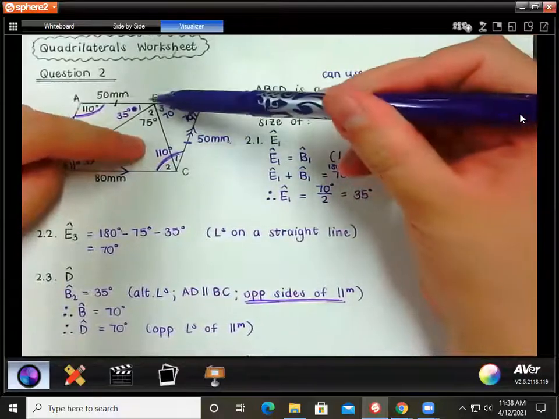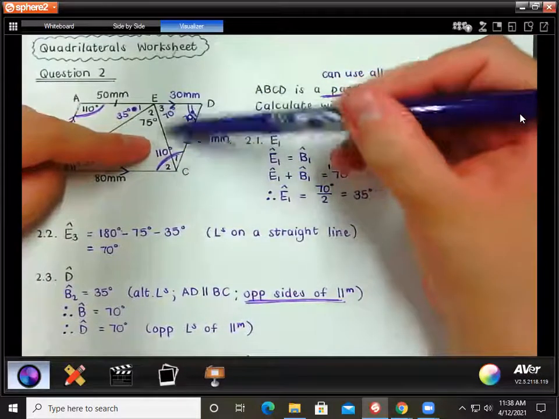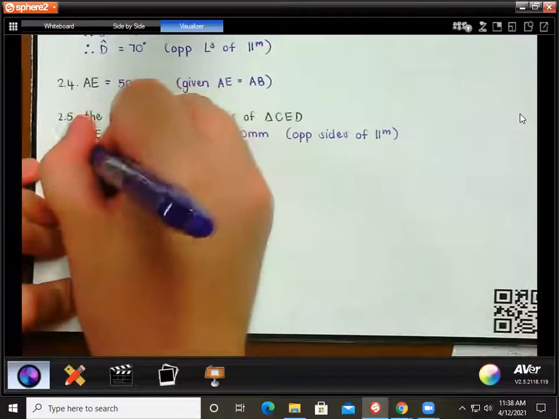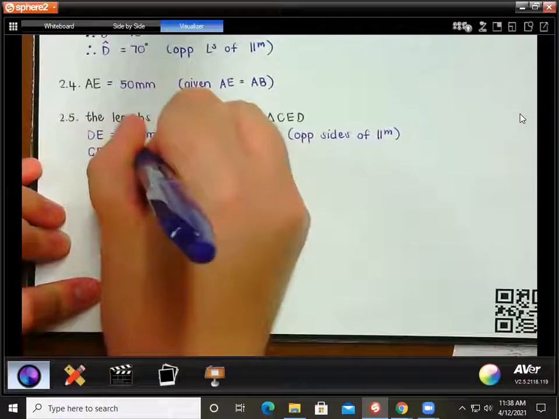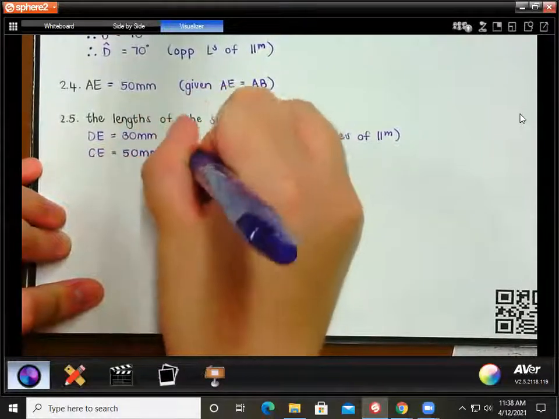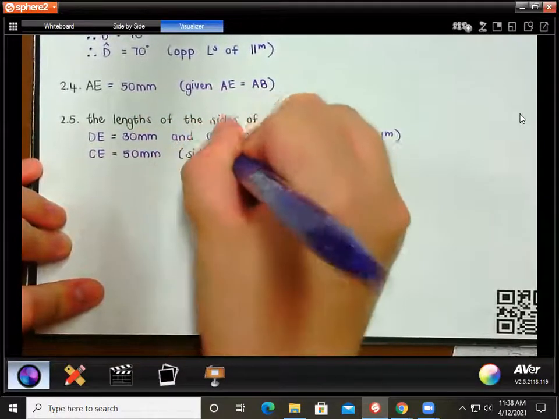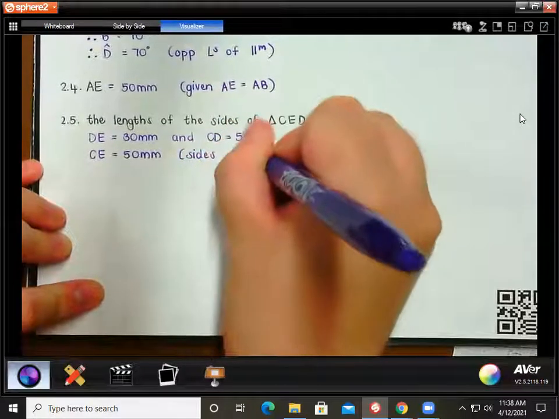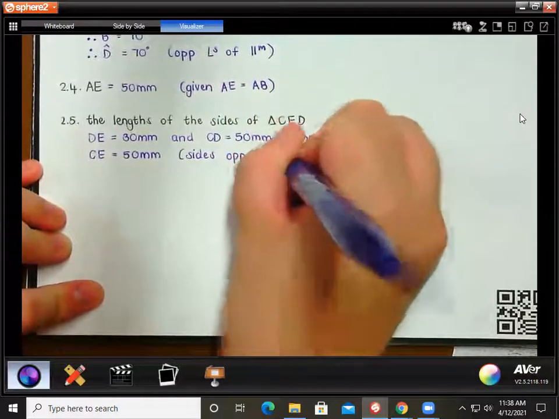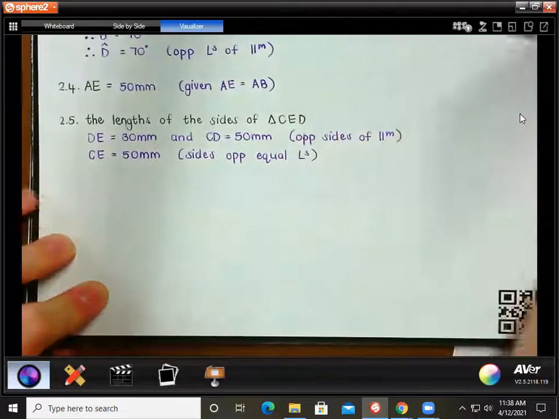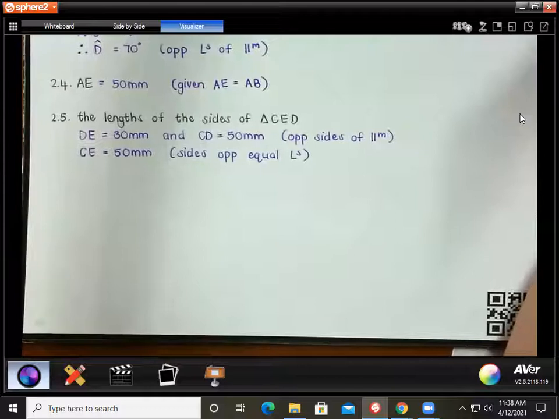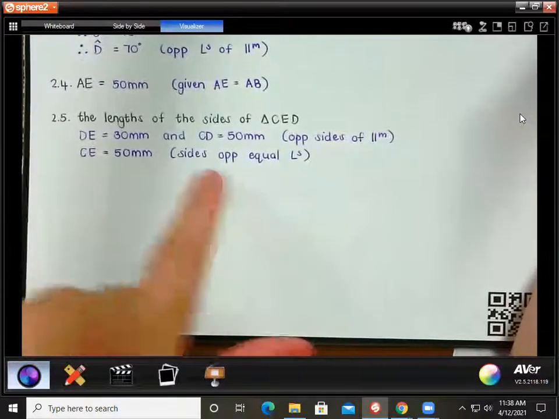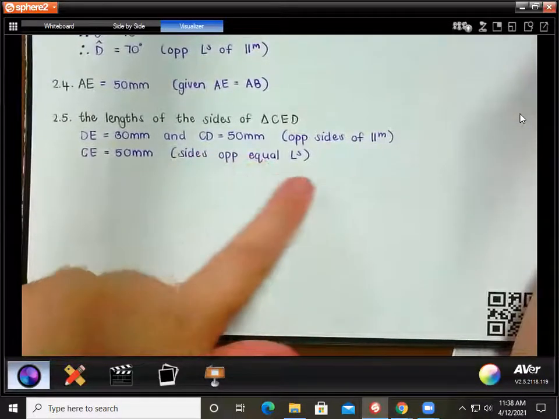So this is an isosceles triangle, guys. So what is CE going to be? 50. CE is equal to 50 millimeters. And the reason for that is sides opposite equal angles. Because now we know that the angles are equal, and that means that those sides will be equal. Okay, so you have to write it like this. Sides opposite equal angles.